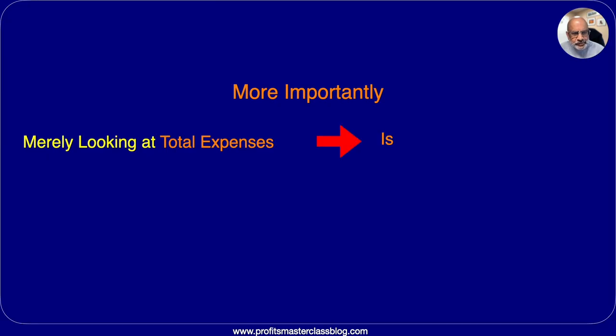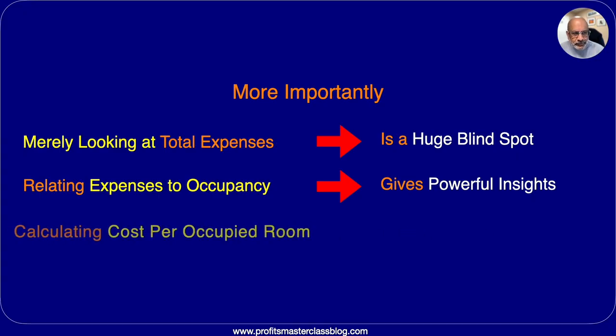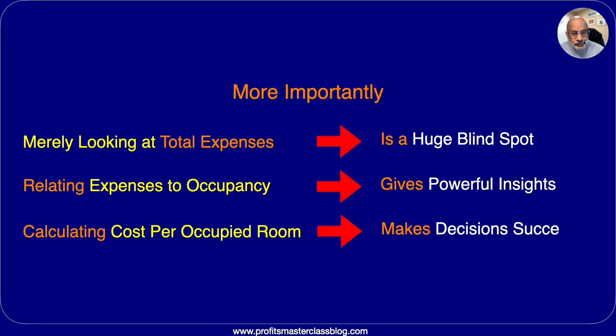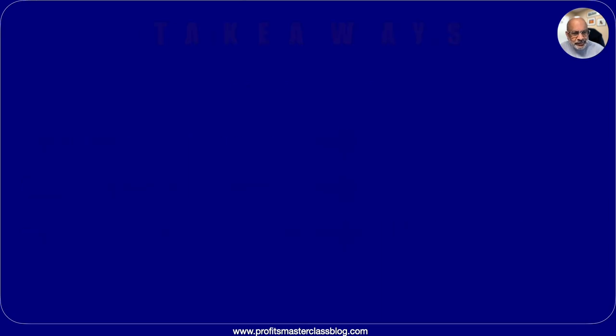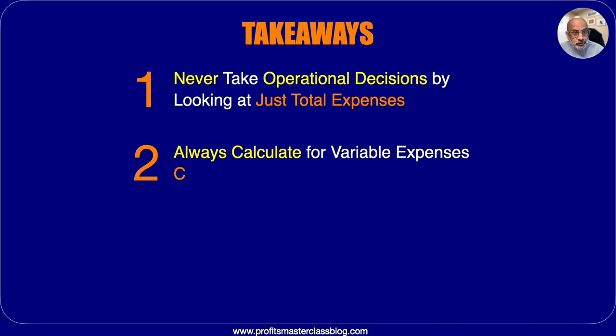Just looking at total expenses is a blind spot, while you get deep insights by relating expenses to occupancy. And finally, you use cost per occupied room to take successful decisions. Realize that most expenses in the hotel operation are variable expenses. They need to be related to occupancy through calculation of unit costs to effectively control them.